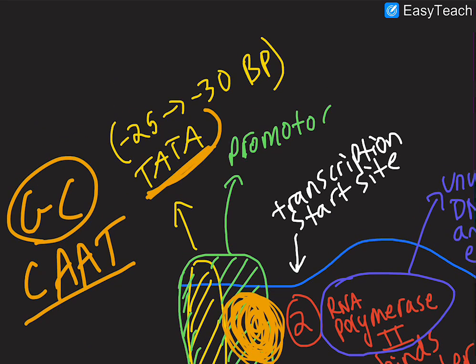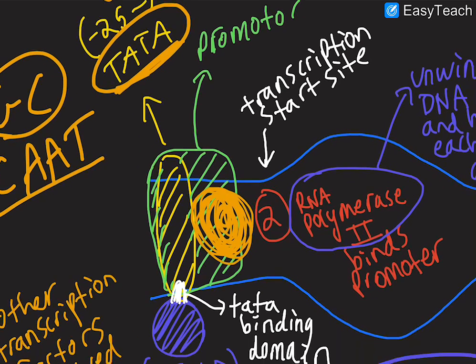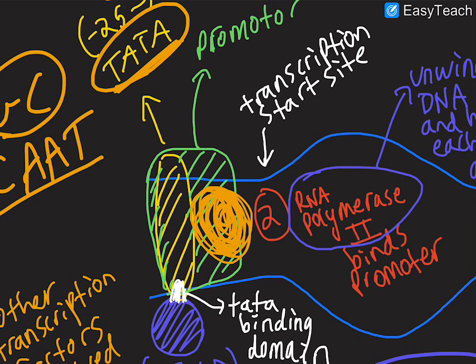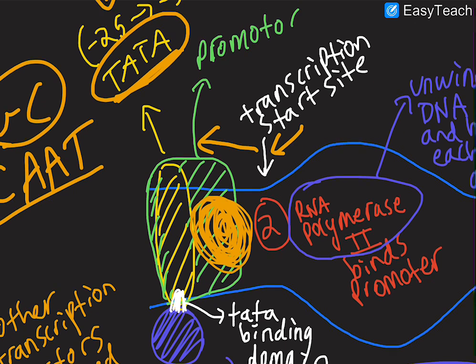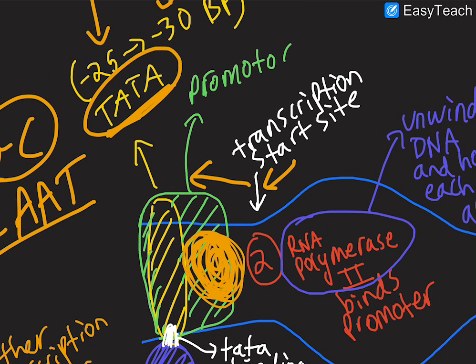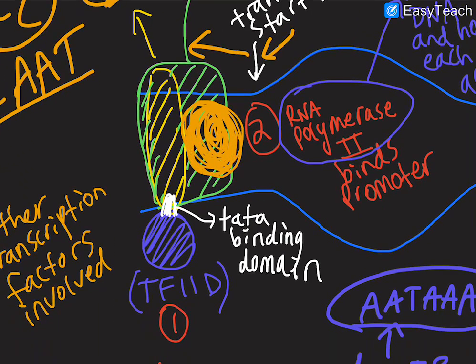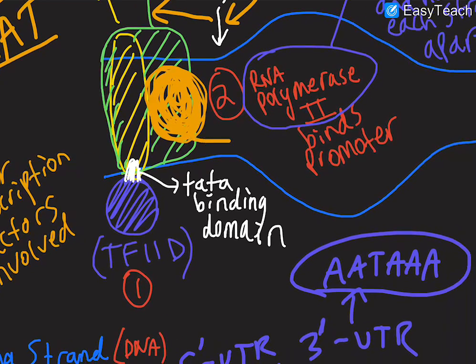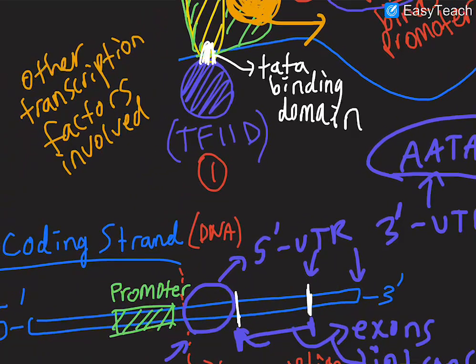But specifically, if we're focusing on the Tata box, this is located 25 to 30 base pairs upstream of the transcription start site. So if the transcription start site is there, the Tata box is located 25 to 30 nucleotides this way. That's where the RNA polymerase, in orange, will bind, and then it will do transcription. But first thing that we have to focus on is our transcription factors.